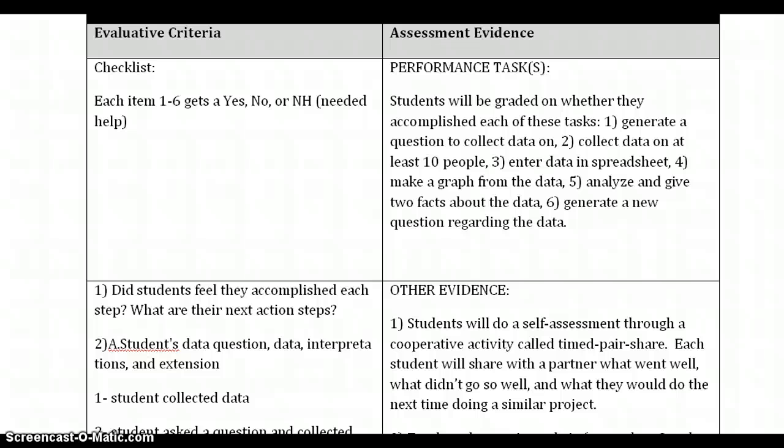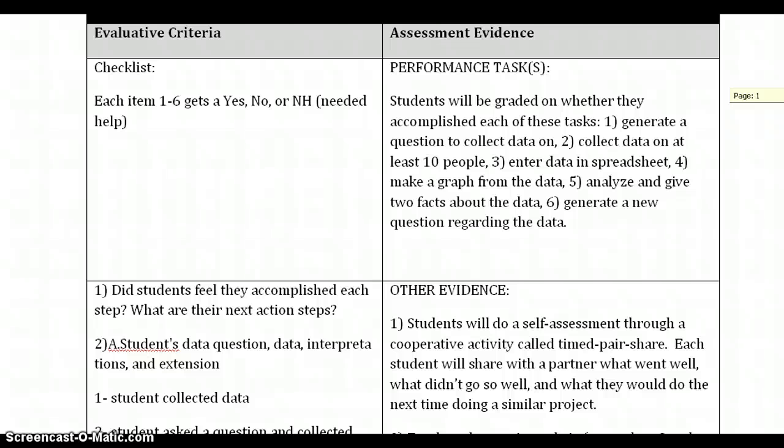given how many students they can get to, and you'll see that in my lesson plans, just the structure of how I set up the classroom. The third thing, enter data in spreadsheets. Fourth, make a graph from the data. Fifth, analyze and give 2 facts about the data. And last, generate a new question regarding the data.